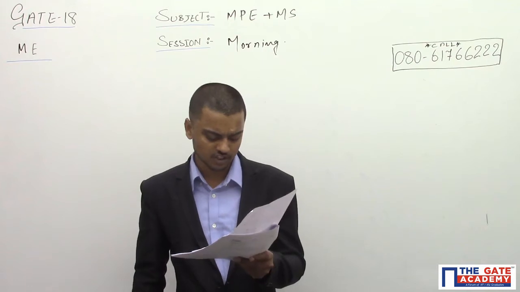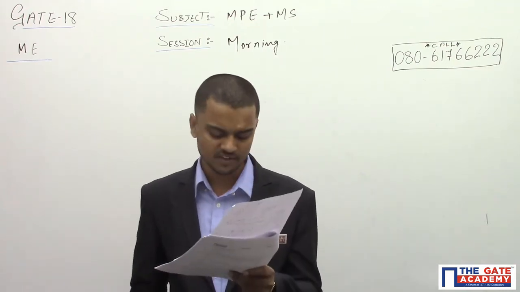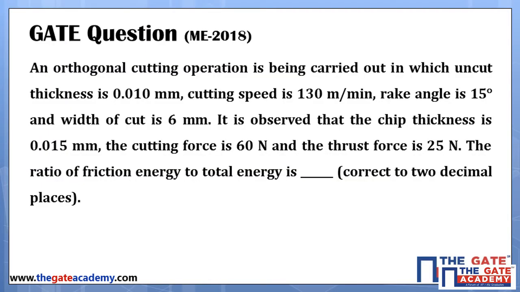Now we'll discuss question number 39, and it is from machining. The question is, an orthogonal cutting operation is being carried out in which the uncut chip thickness is 0.01 mm. Cutting speed is 130 meter per minute. Rake angle is 15 degree and width of cut is 6 mm.